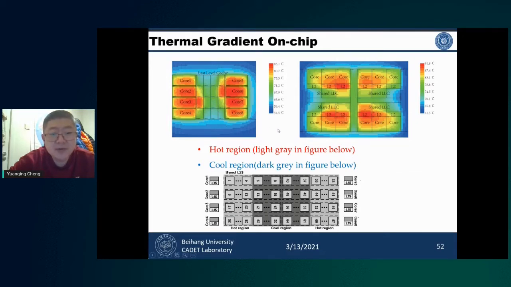Now let's look at what unique properties we can take advantage of. This is the thermal distributions on some typical multi-core processors. They have very significant thermal gradient, as we mentioned before. And as shown in the bottom part in this slide, the cache banks can be split into different thermal regions, the hot region or the cold region. And in the hot region, we note that the write energy is reduced compared to the cold region, because in the hot region, the thermal stability of MTG reduces. We can switch the state of MTG much more easily.